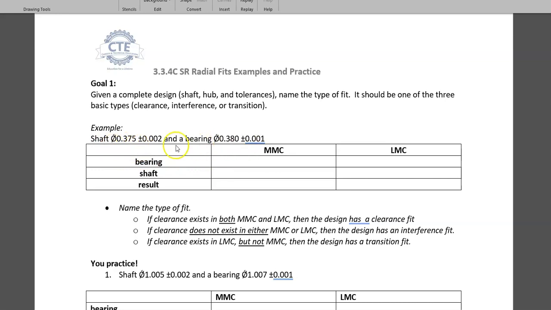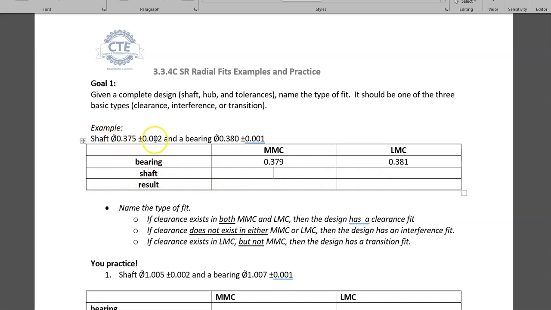So I'm always going to start with my bearing, because my shaft is going into my bearing, so I want to start with that one first. I'm going to center this, that way it makes it nice and easy to read. My maximum material condition bearing is my smallest hole, so I'm going to type in 0.379. My largest hole is my least material bearing, so I'm going to put in 0.381. Now for my shaft, it's the opposite. It's the biggest shaft and then the smallest shaft.